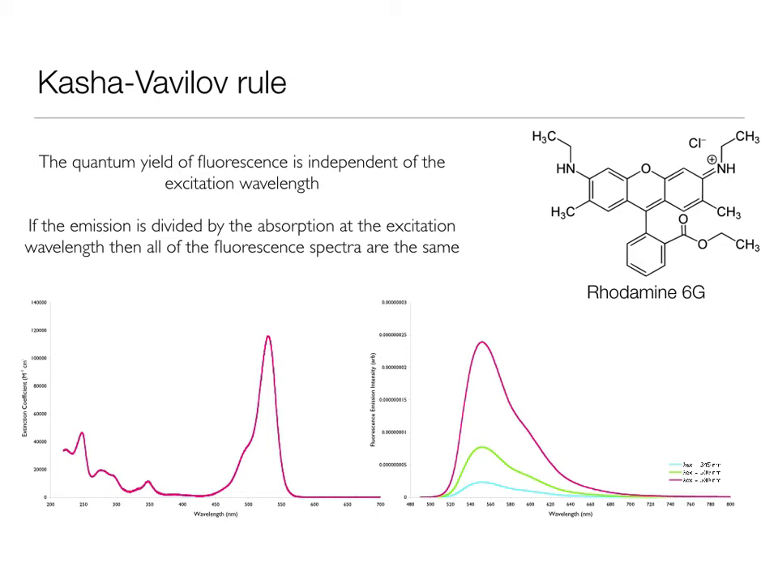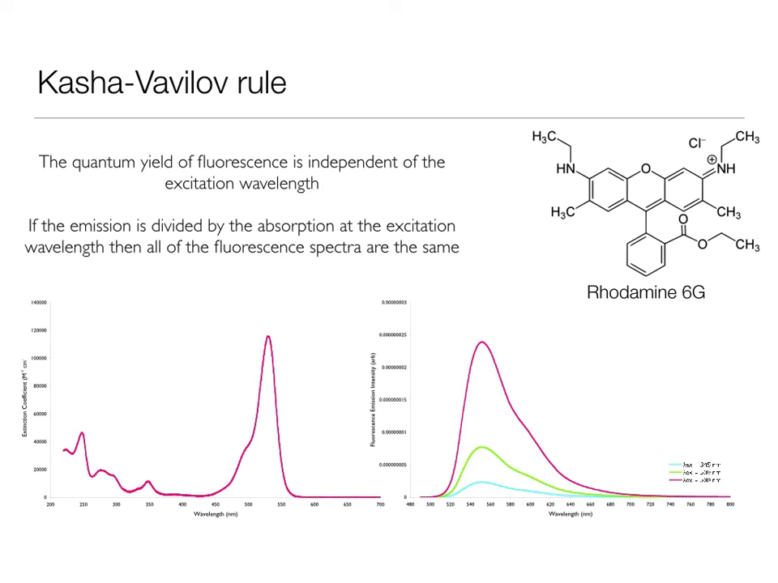So we can see my pink line on my emission spectra is excited at 530. That's right at the top of its absorption peak. The green line is at 500, which is just on the shoulder, and the blue line is at 345, which is again much lower. However, if I normalize any of these lines by dividing it by the absorption at the excitation wavelength, all of the emission lines will overlap. This is an indicator that quantum yield is independent of my excitation wavelength. And so fluorescence spectra are independent of my excitation wavelength.